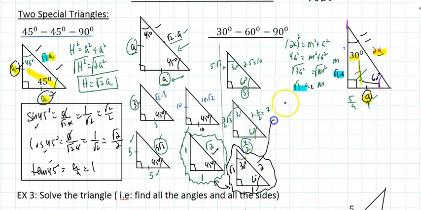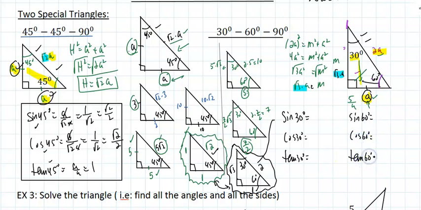If I look at this and I say, hey, what's the sine of 30 degrees? What's the cosine of 30 degrees? And what's the tangent of 30 degrees? Or what is the sine of 60 degrees? What is the cosine of 60 degrees? And what is the tangent of 60 degrees equal? Sine of 30, there's 30.